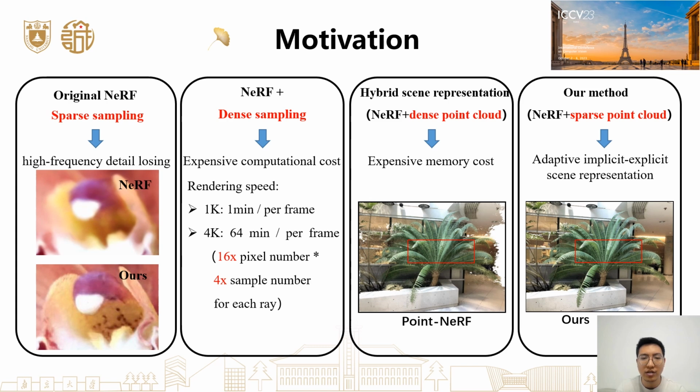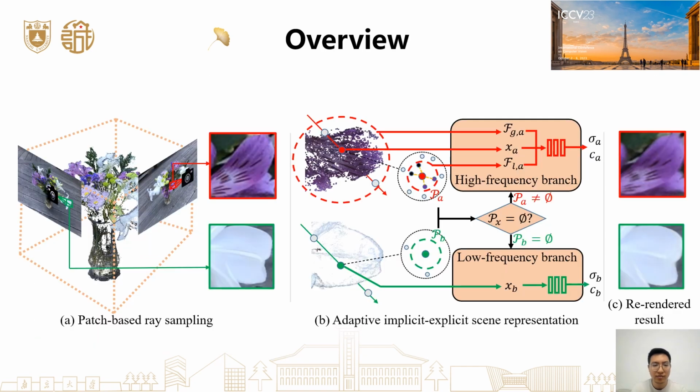Our method employs an adaptive implicit-explicit scene representation, achieving high-resolution rendering quality. Our framework consists of two branches, a high-frequency branch and a low-frequency branch. For each sample, we adaptively assign it to one of the branches.